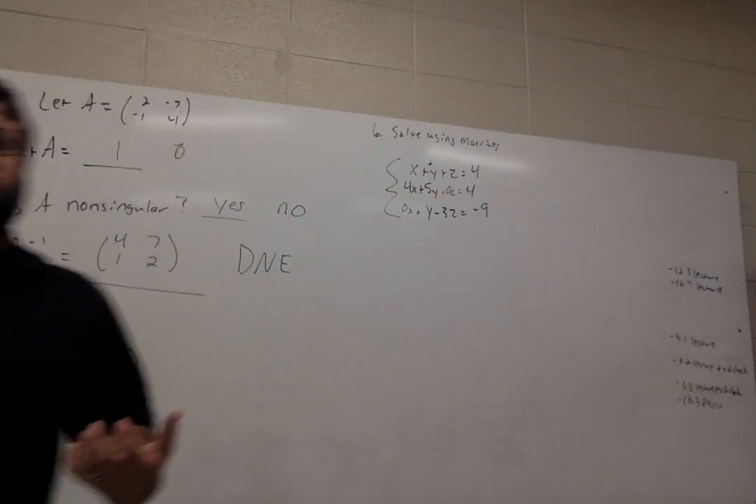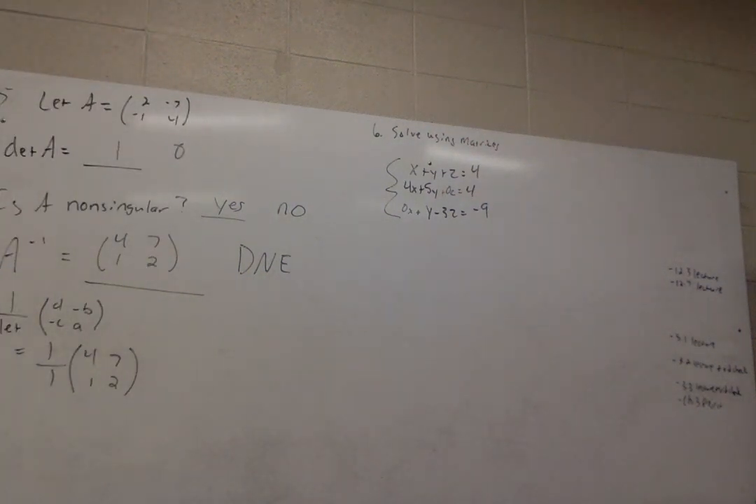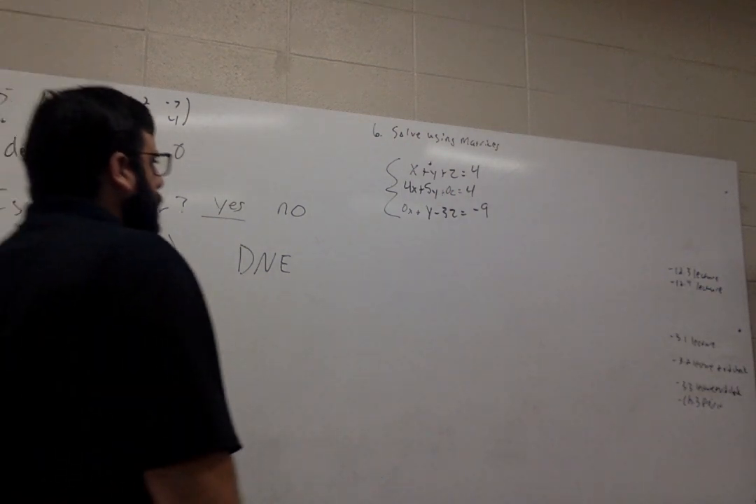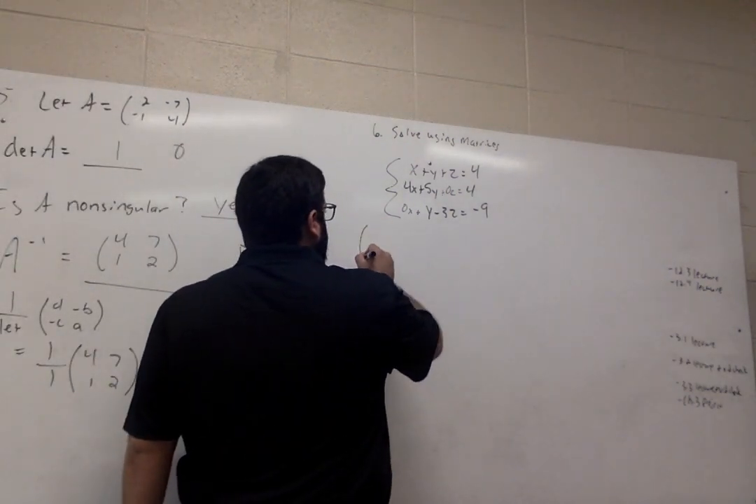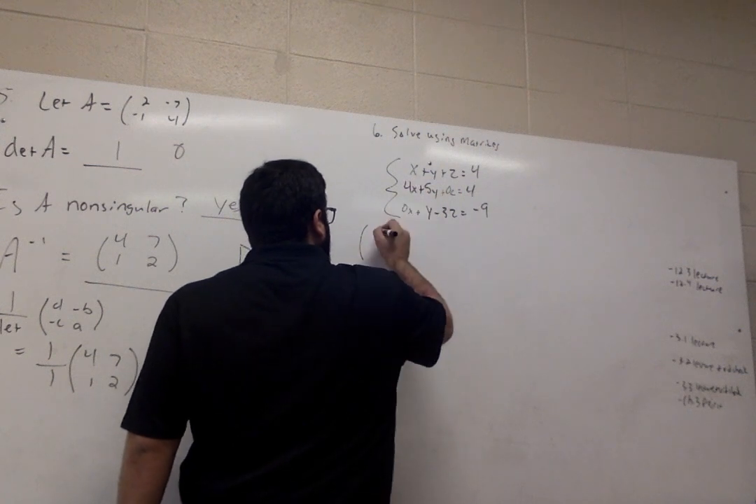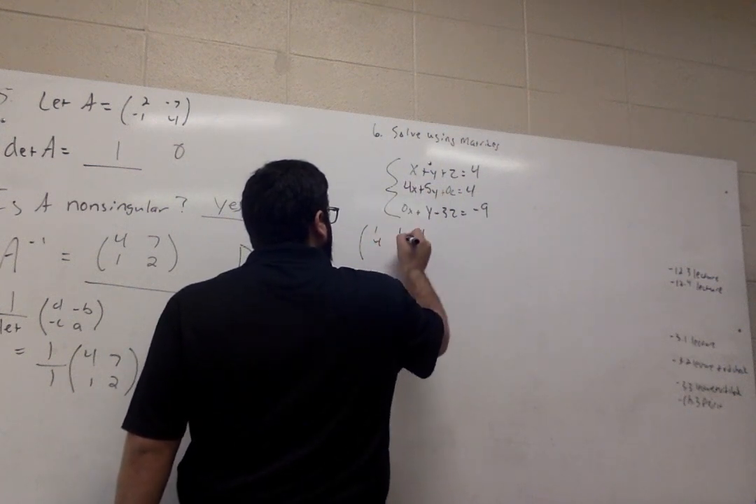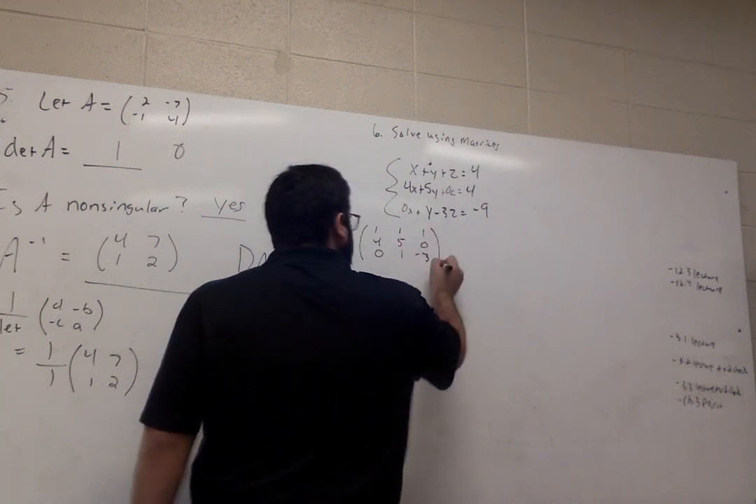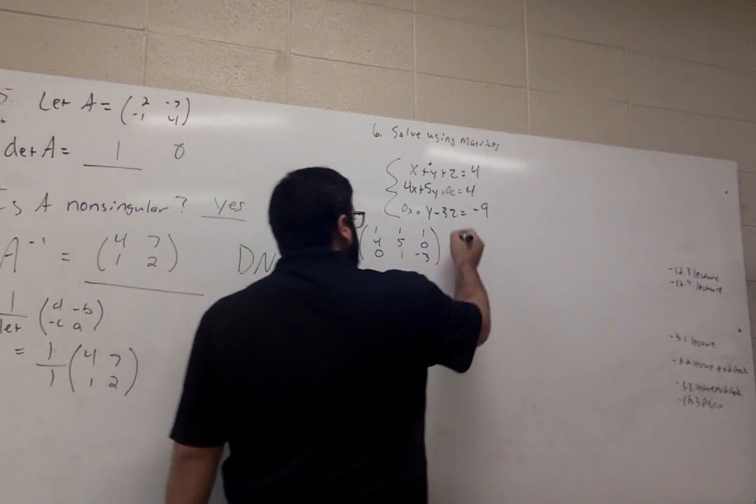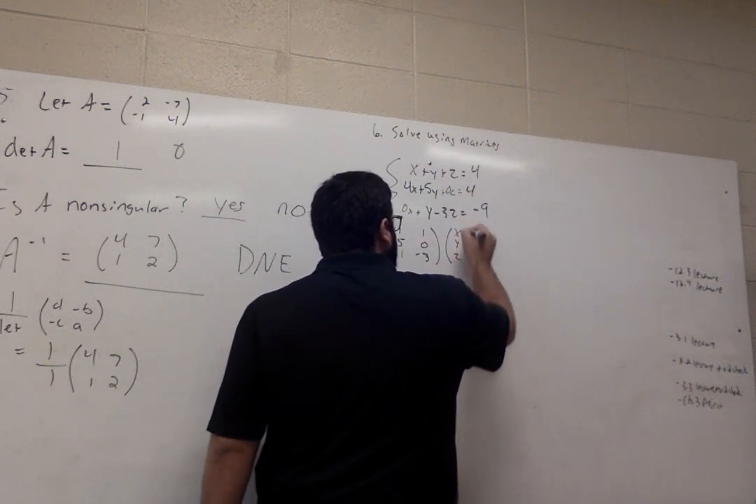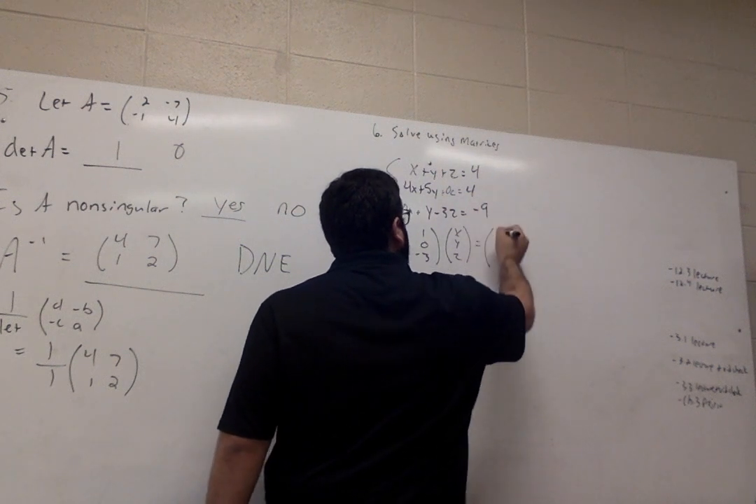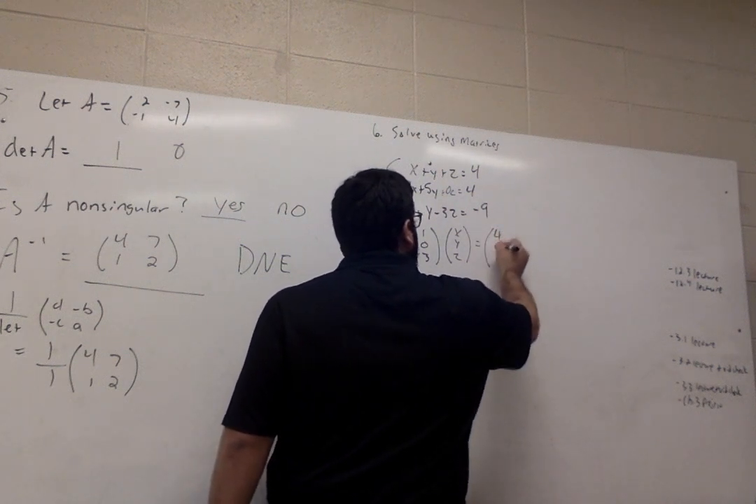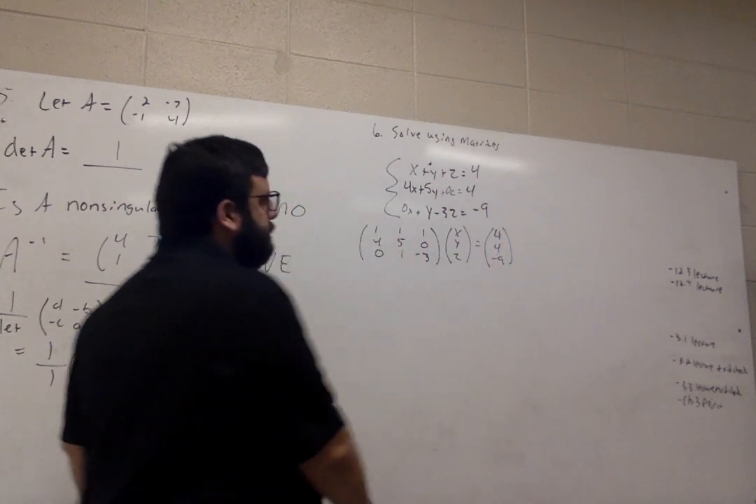When we solve systems of equations using matrices, that's where we split our system up into 3 different matrices. One for our coefficients, one for our variables, and one for our constants. Okay? So, my coefficient matrix: 1, 1, 1, 4, 5, 0, 0, 1, negative 3. Okay? Then I have my 3 variables, x, y, and z. And then I have my constants: 4, 4, negative 9.